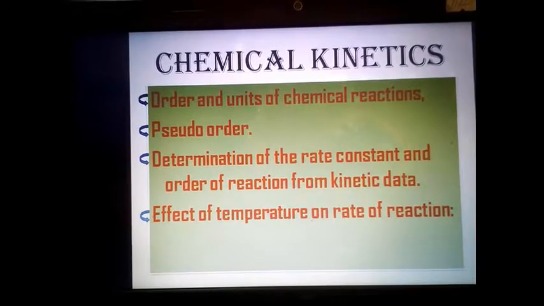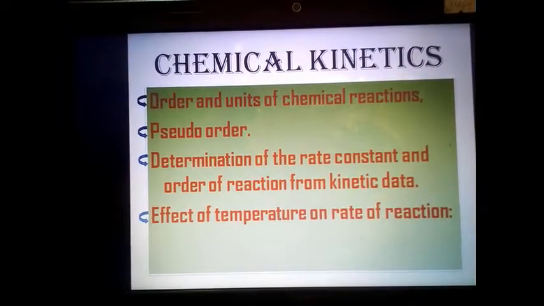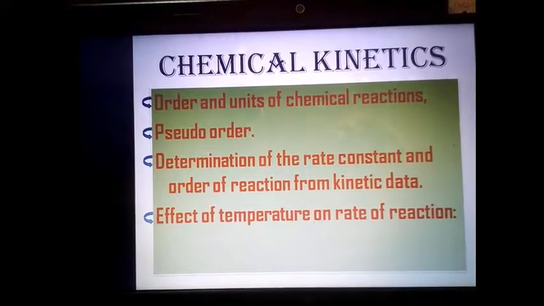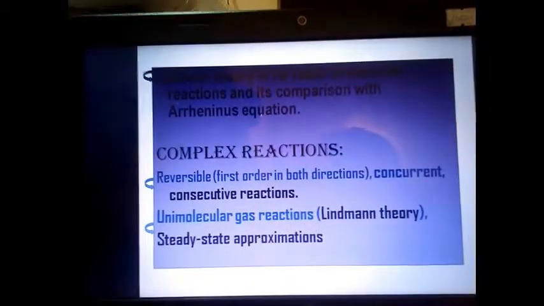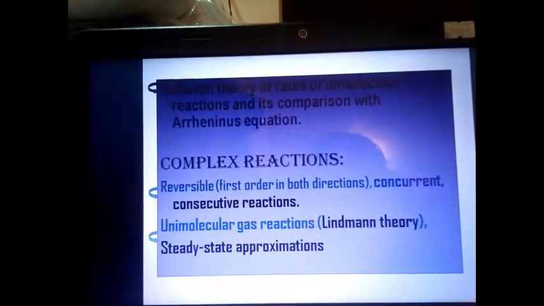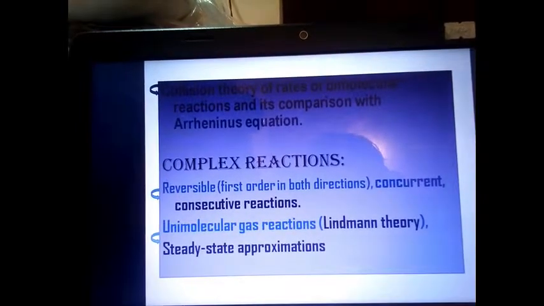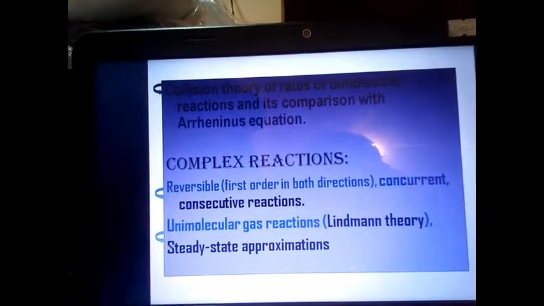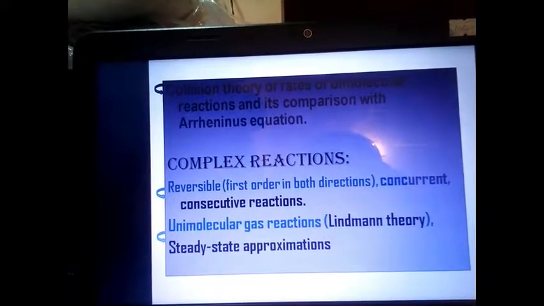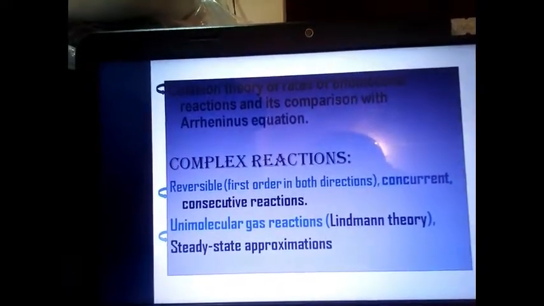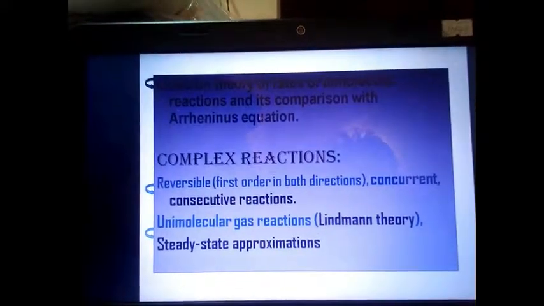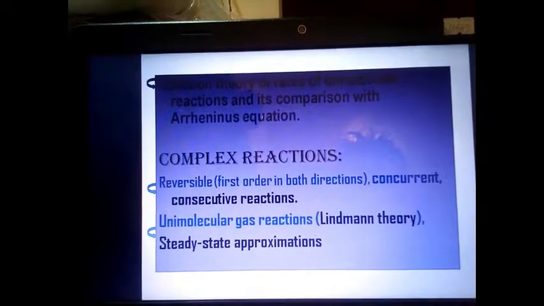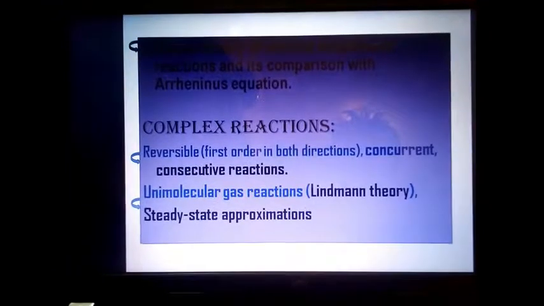In this we have to study order and units of chemical reaction, pseudo order reactions, determination of rate constant and order of reaction from kinetic data, effect of temperature on rate of reaction. And next we have to study collision theory of rates of bimolecular reactions and its comparison with the Arrhenius equation. And complex reactions, in which we have to study reversible, concurrent and consecutive reactions. Unimolecular gas reactions, in which we have to study Lindemann theory, very important. And steady state approximation, a very important topic, so don't leave it my friends. Steady state approximation is very important in view of M.Sc entrance examinations.